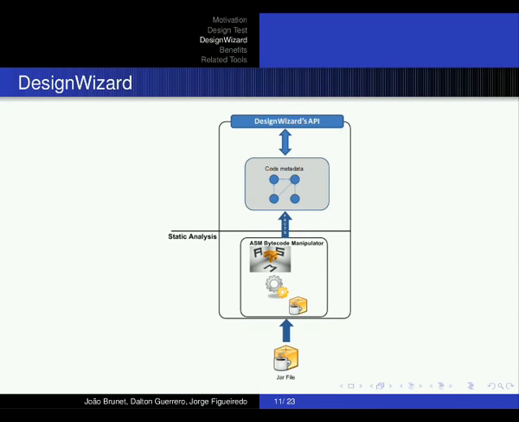This is to talk a little bit more about DesignWizard. DesignWizard is a tool that receives a jar file and then extracts facts from this jar file using the ASM bytecode manipulator. The facts extracted are modeled in a set of entities and their relationships, and then DesignWizard exposes an API to get access to this information. So those who want to compose design tests will use this API to get access to information about the code.